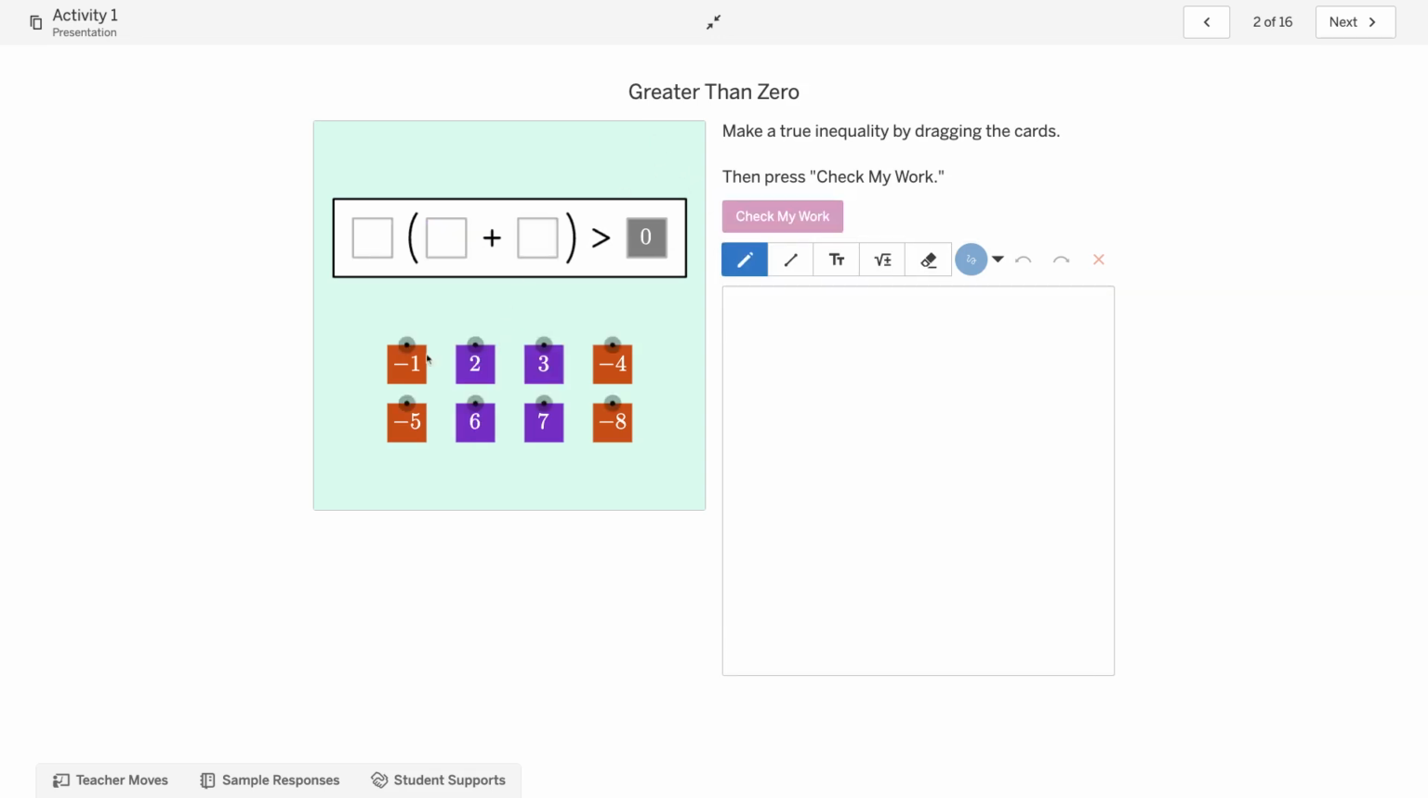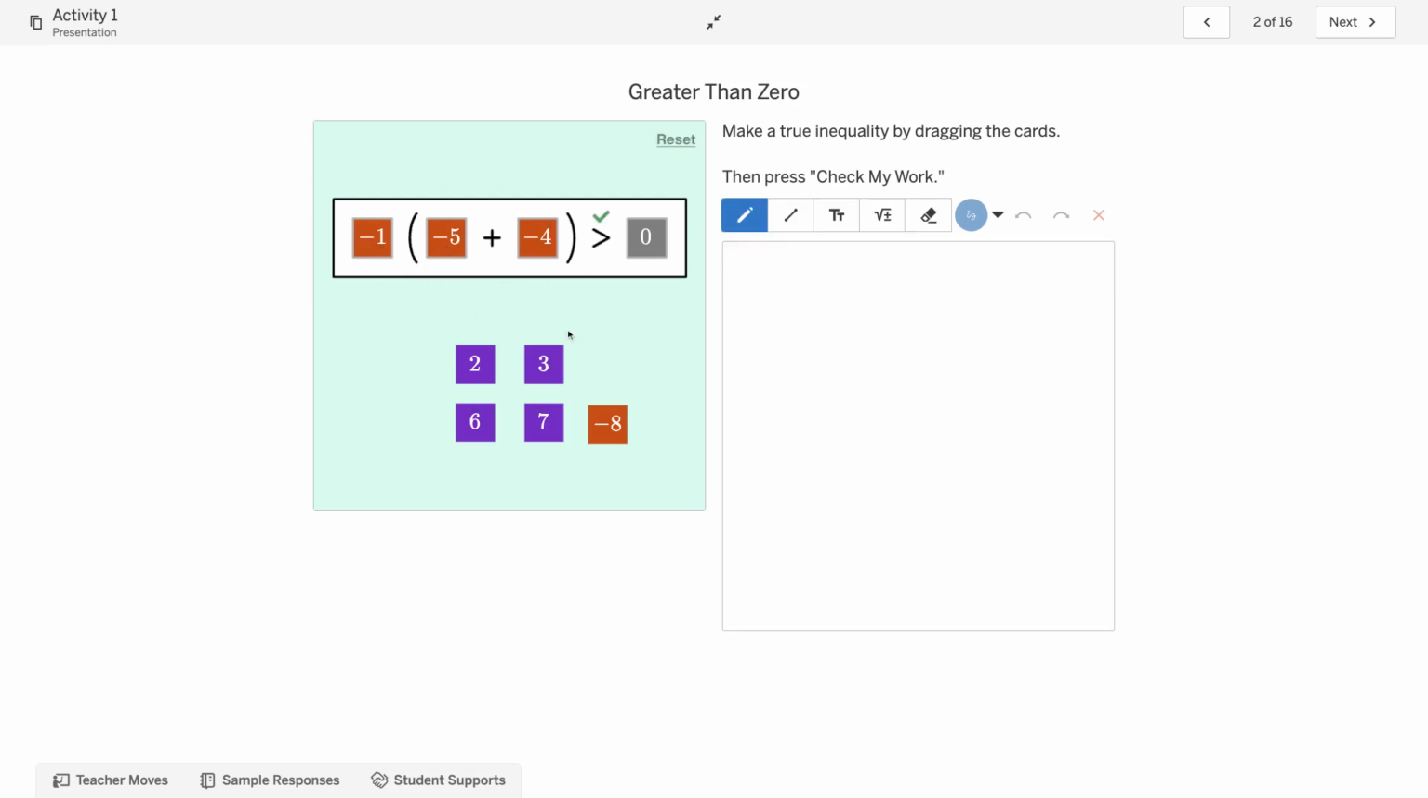But I could have also done something like this, where I did 5 plus -5 plus -4, which is -9, and then multiply that by -1, and that's going to give you a positive answer. So as long as this side is going to be positive, it doesn't matter the numbers I choose, as long as the result is going to be a positive number.